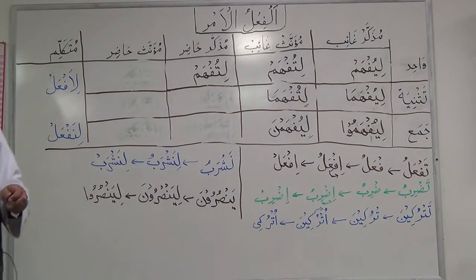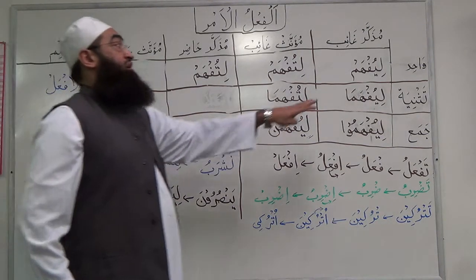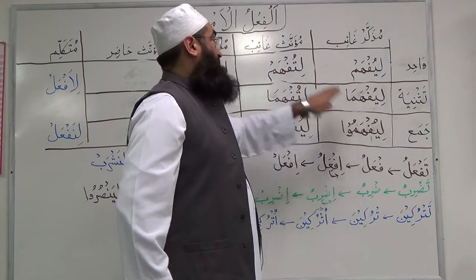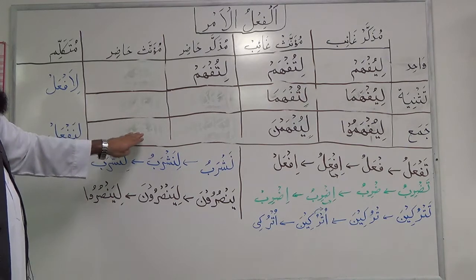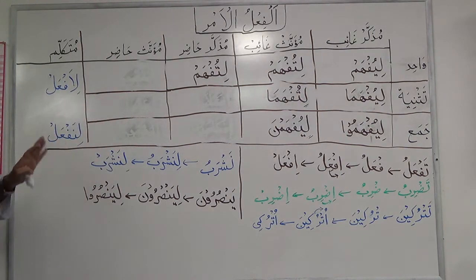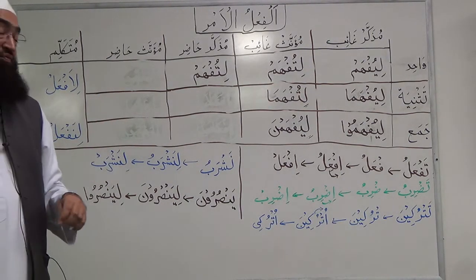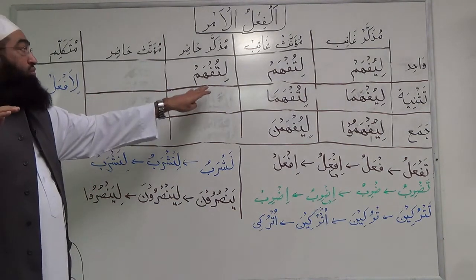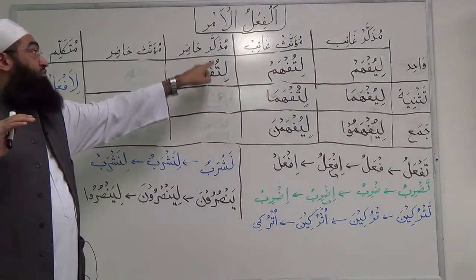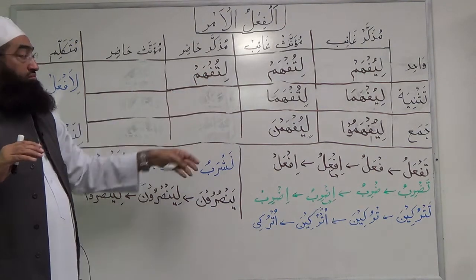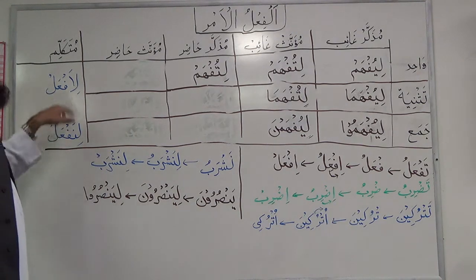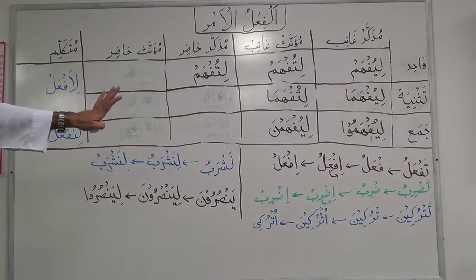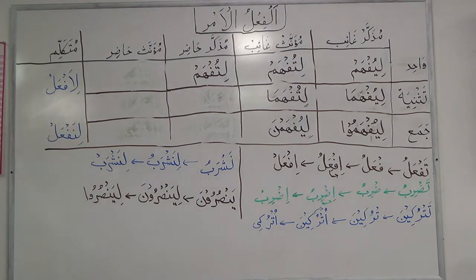I was about to say that. This is all made from mudari. And if you remember, mudari was yafhamu, yafhamani, yafhamuna, tafhamu, tafhamani, yafhamna, tafhamu, tafhamani, tafhamuna, tafhamina, tafhamani, tafhamna, afhamu, nafhamu. So I hope you remember fi'l mudari. At that time, we had understood that the mudhakkar hadir has a ta, and then there's 4 letters, atayna, alif, ya, ta, or noon. These are what we add. So, al-fi'l amr is made from mudari.